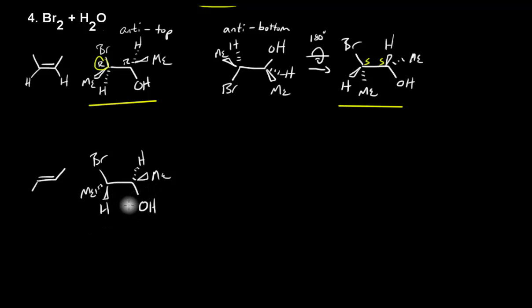Okay, so now all we have to do is do the opposite. So this was the anti top configuration, this is going to be the anti-bottom configuration. So again, bromine's on the bottom, hydroxy's on the top, and we're just going to do the exact same thing. Keep the methyl in the back, keep the hydrogen in the front, and we're going to have hydrogen in the back this time. Same thing as before, and methyl in the front.